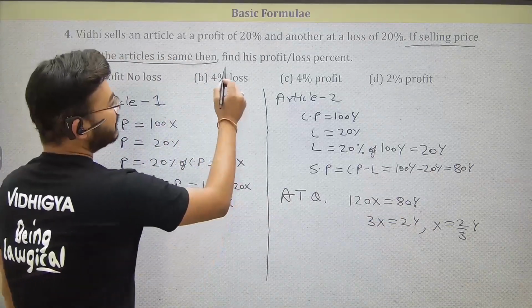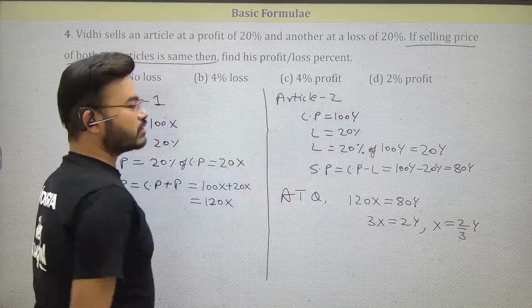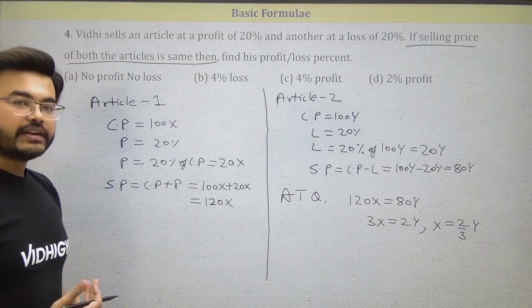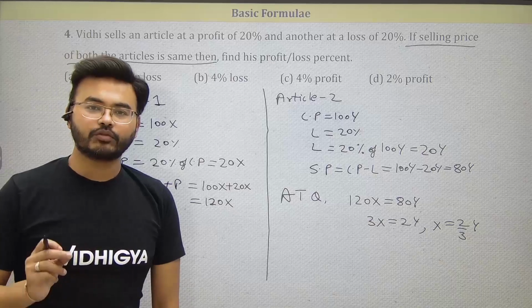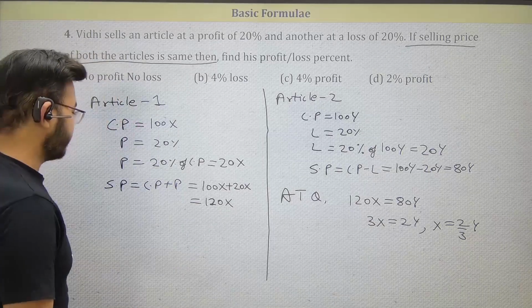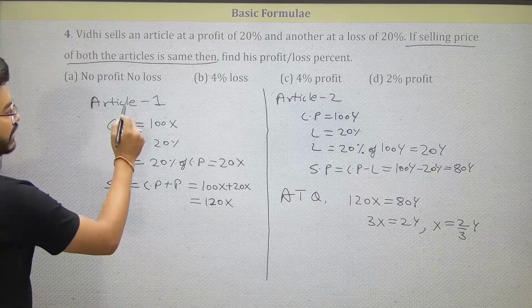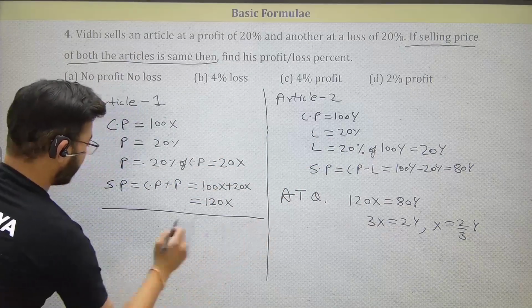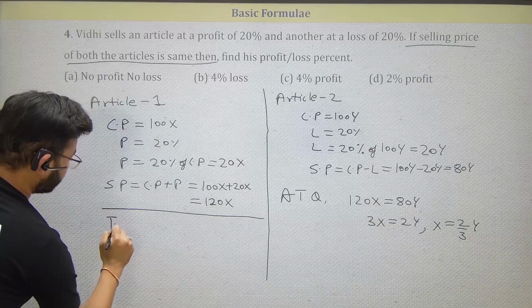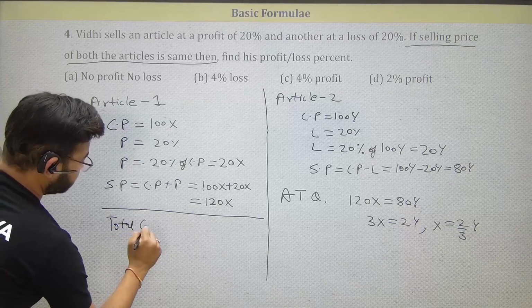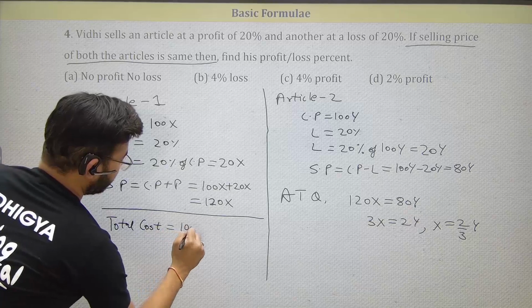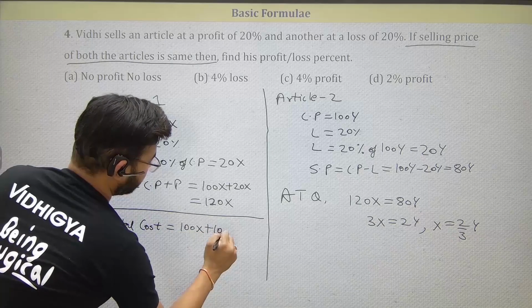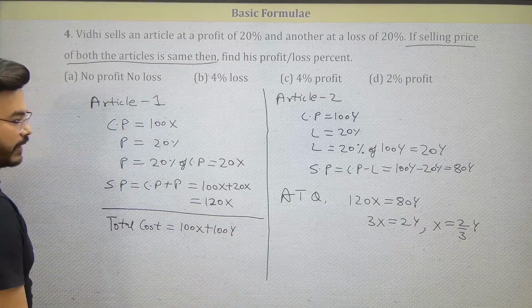Now we are asked, find his profit or loss percent. So to find the profit or loss percent, firstly we need to find the overall cost price. So the total cost price of article 1 and 2. Total cost will be 100x plus 100y. Okay.